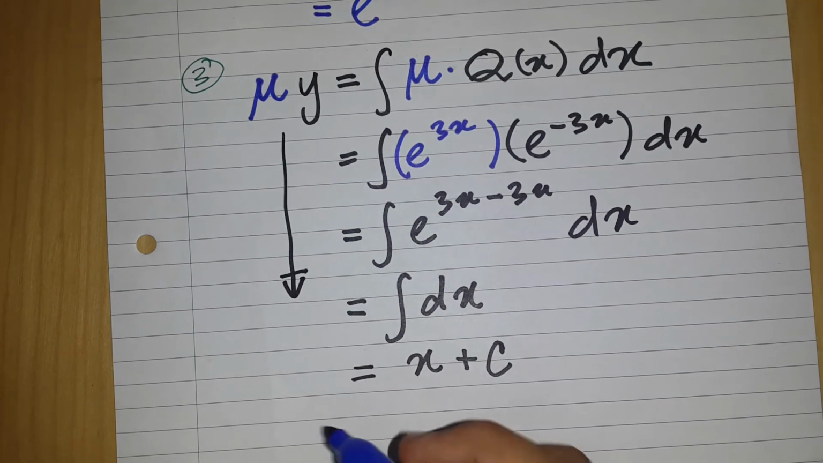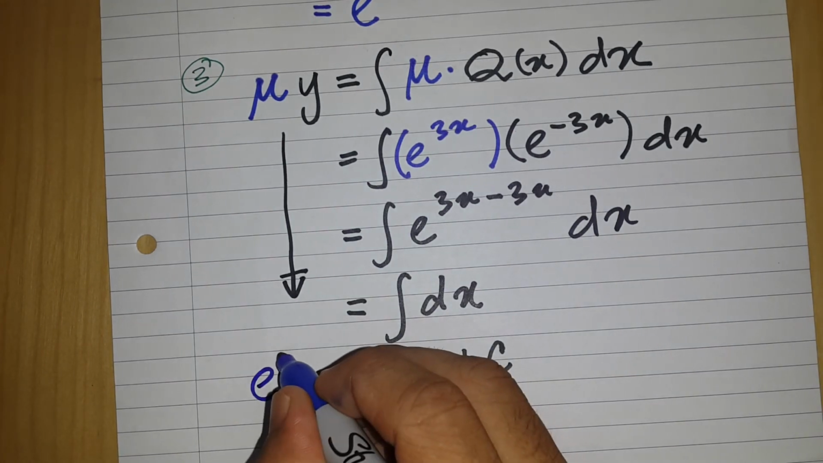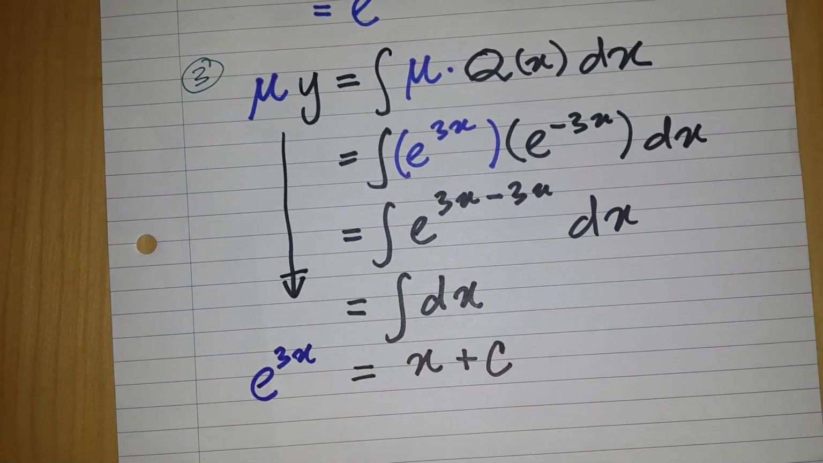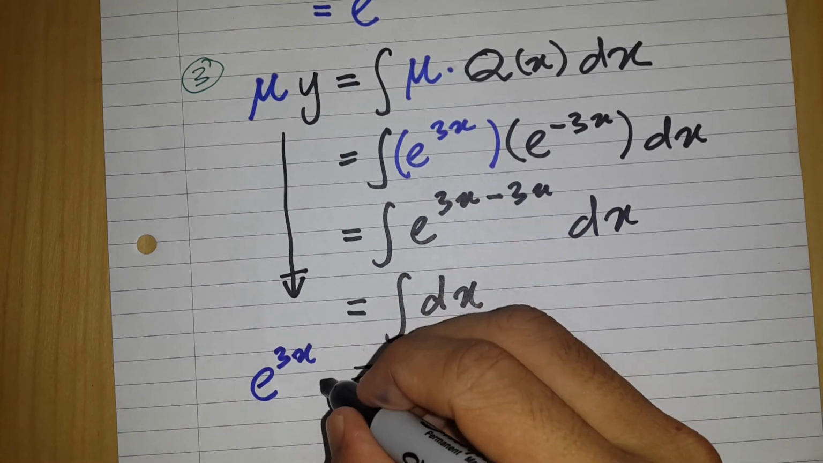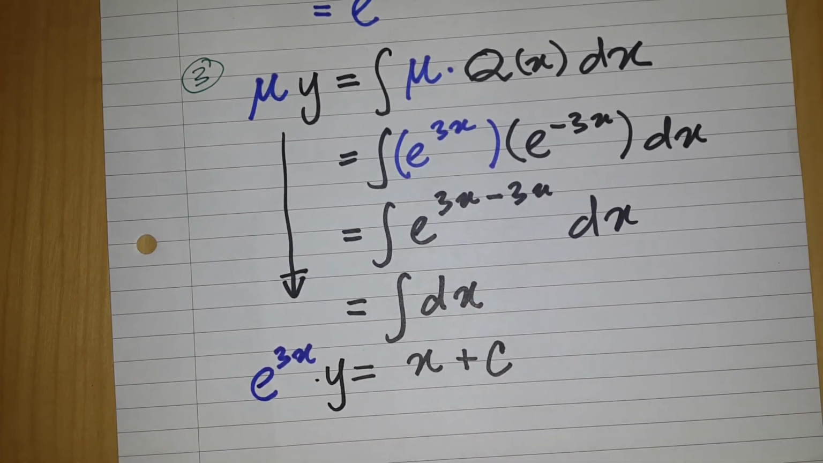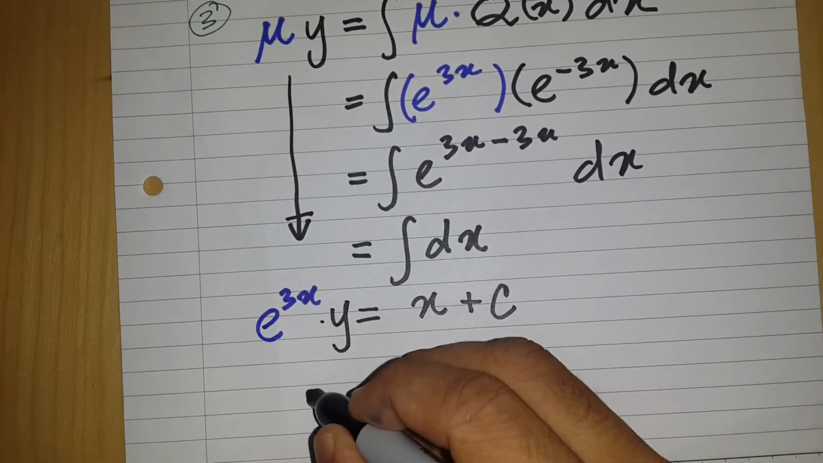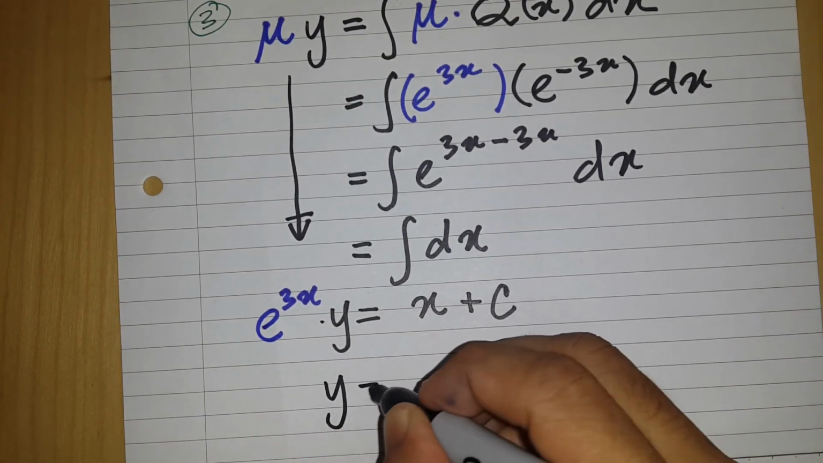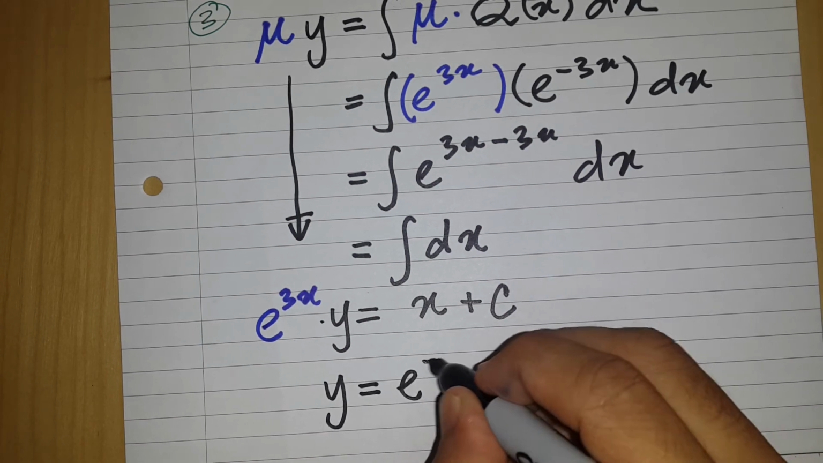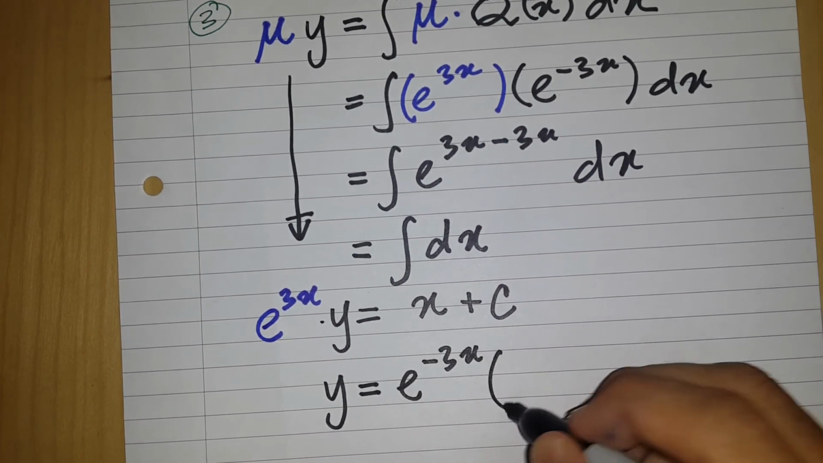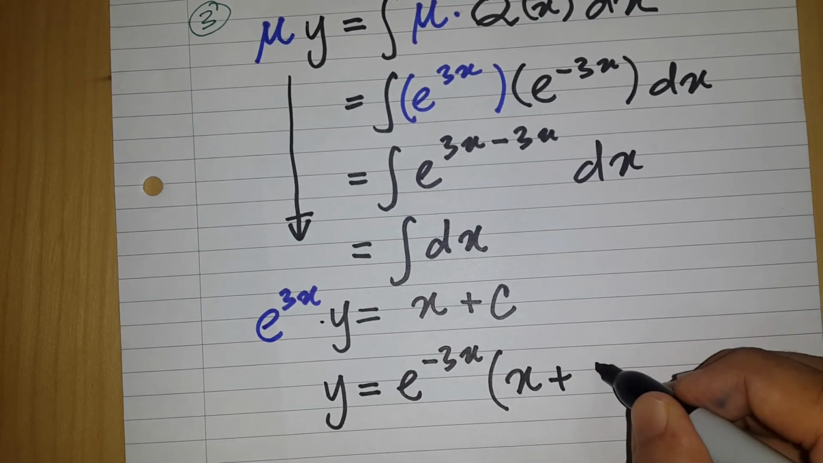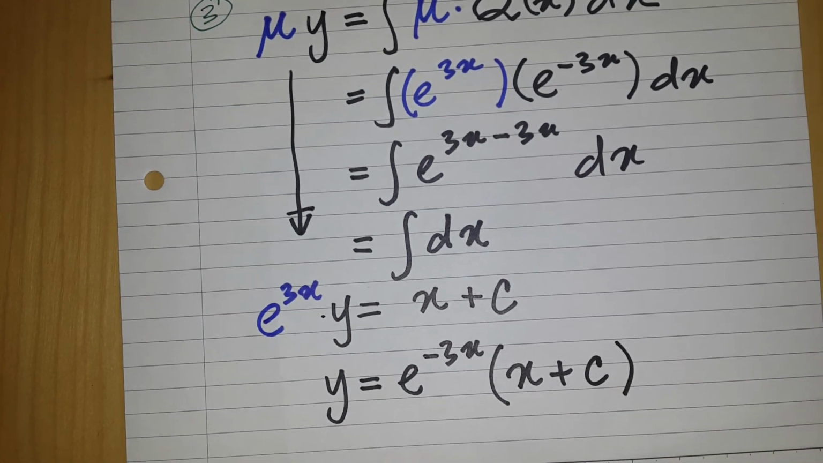What is mu? Mu is equal to e to the power of 3x multiplied by y, and we multiply both sides by e to the negative 3x. You're going to get y equals e to the negative 3x times x plus c. So that would be our final answer for this question.